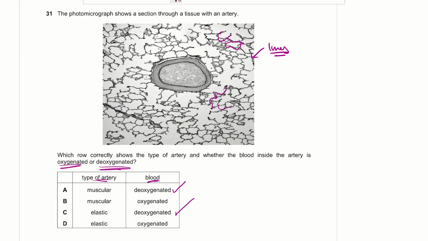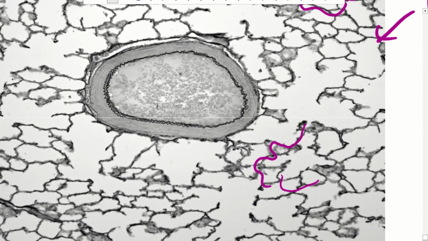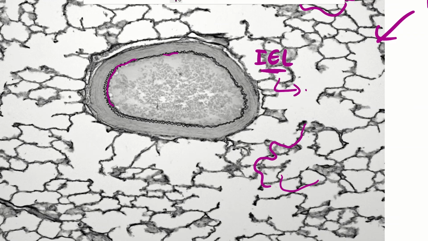So, if we zoom in a little bit further, we could see here a line in the tunica intima. First of all, you must know that the artery consists of tunica intima, tunica media, and tunica externa or adventitia. So here we can see the tunica intima made of endothelial cells. So here we could see a black line. This is called the internal elastic lamina. The internal elastic lamina consists of elastic fibers.